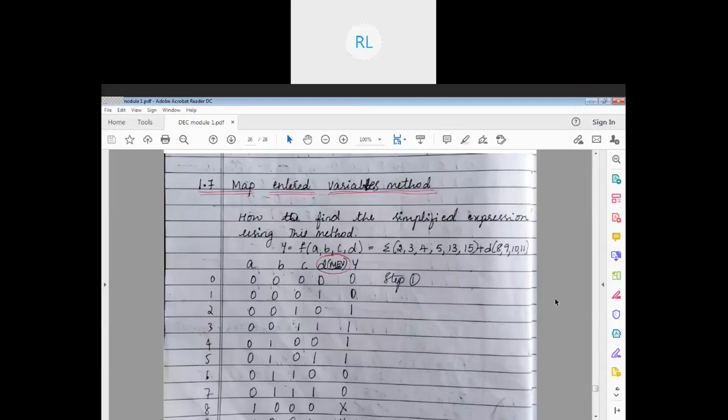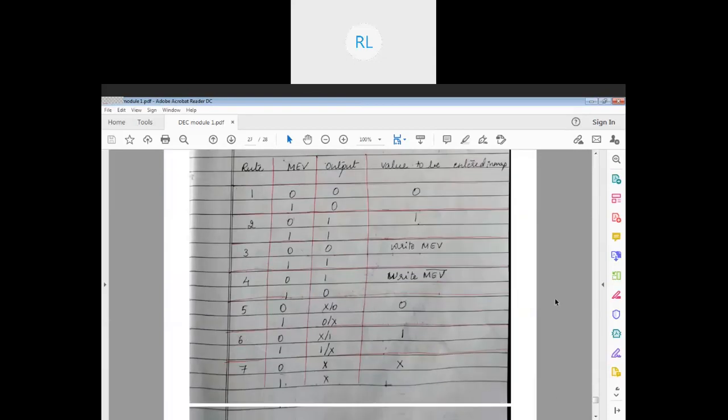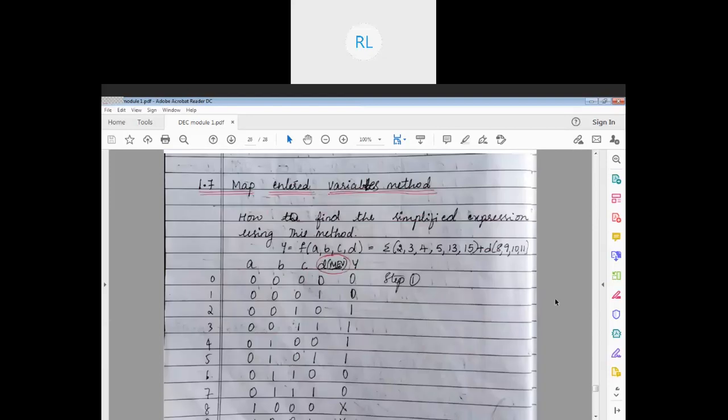So now, just like how we studied K-map, we will be studying the map entered variable method. Fine. So let's start. So map entered variable. All of you make note of this. And also, I'll be giving you some problems to solve on it. So in this class, we will just look into what is MEV and what are the rules.